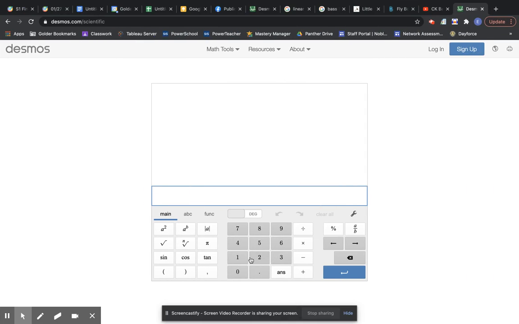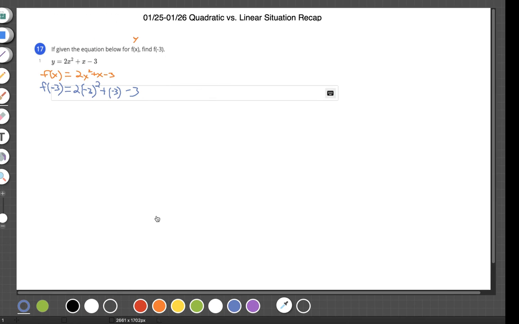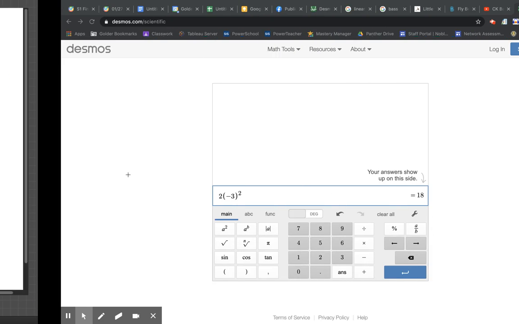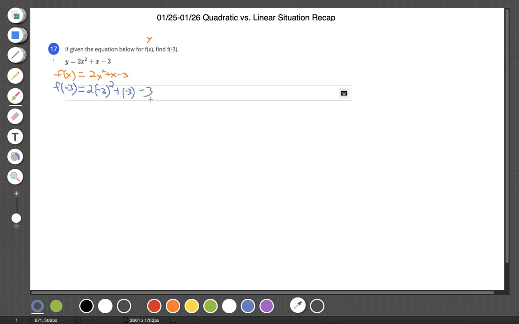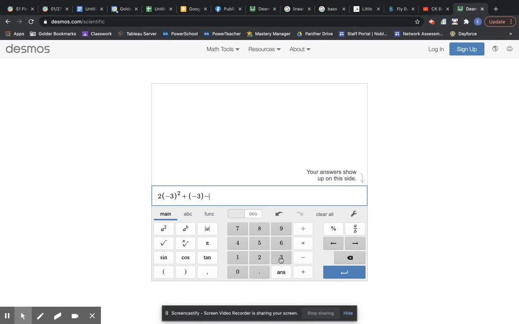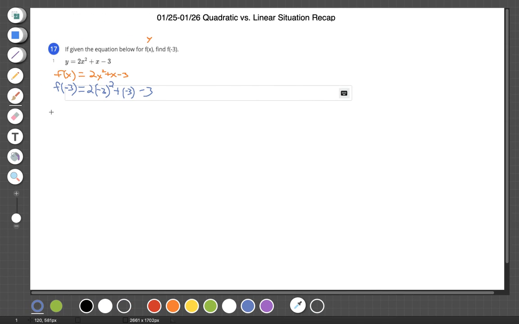So 2 parentheses -3. Close our parentheses. Then we do the squared, which is this button right here, plus, then we have another parentheses, -3. We'll close our parentheses, and then we have -3 at the end. So -3, what do we get? 12. So f of -3 equals 12.